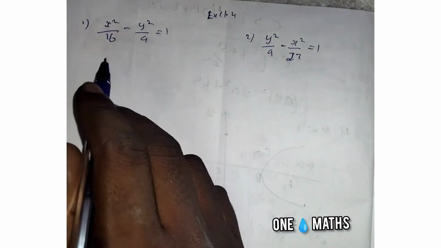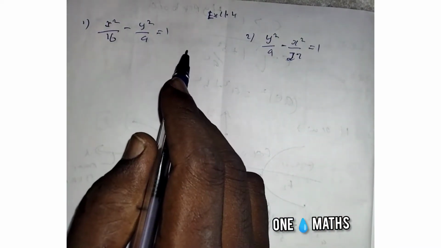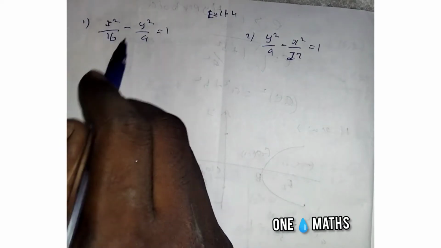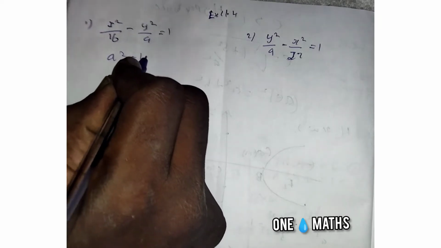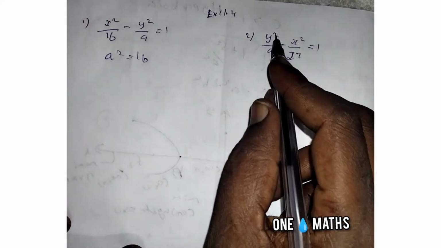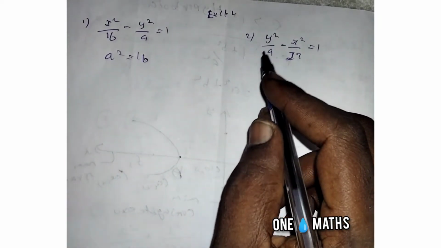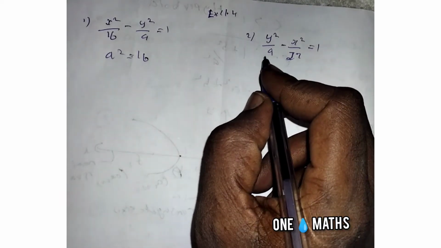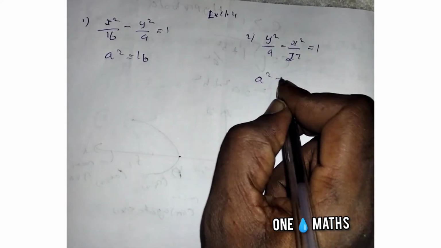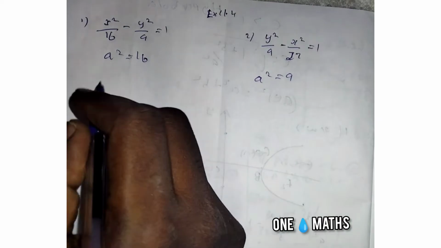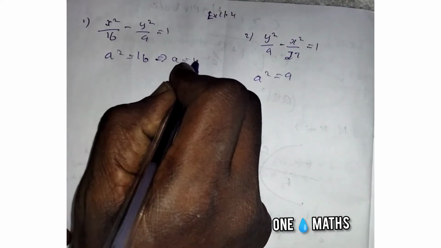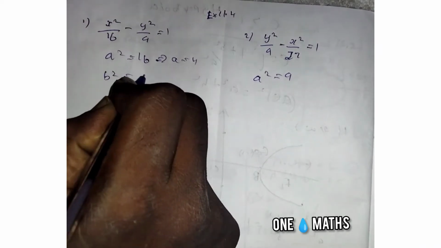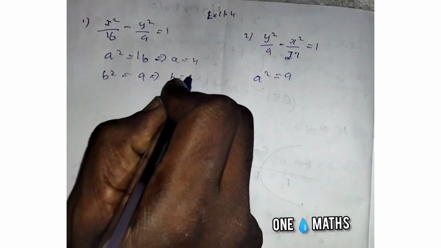It's very important to select the a squared value and b squared value correctly. Here the x squared term is positive, so only that denominator you have to take, so a squared equals 16. In the same way, here only y squared is positive, so that denominator is a squared, a squared equals 9. From that we can write the a value, so a equals 4. Here b squared equals 9, then b equals 3.